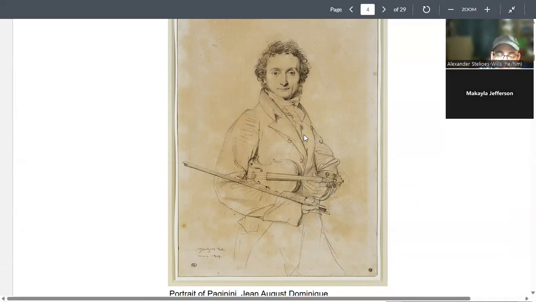How, although it's primarily a line drawing, it does have tone, how the choices of tone draw your attention to certain areas. It's a portrait of a famous violinist, Paganini, who was at the time pretty much the most famous musician in Europe. So that's quite a bit.